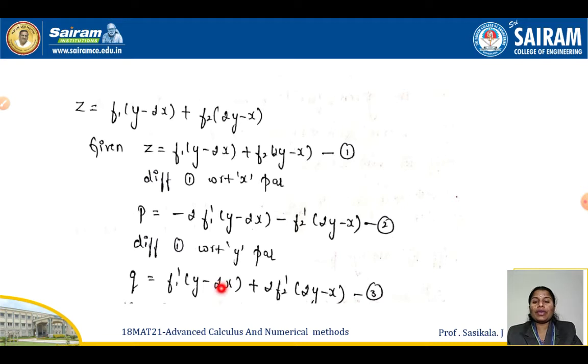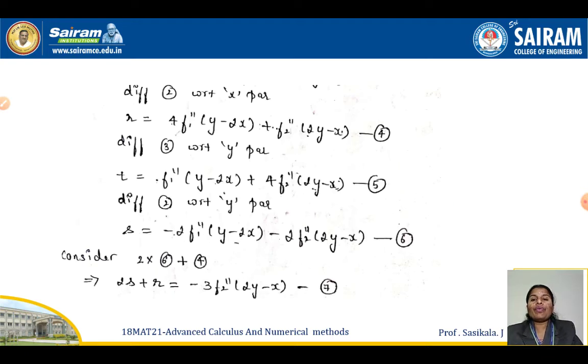Equation number 1 again with respect to y. What is that? q is equal to f1 dash of y minus 2x, since the derivative of y is 1. Here 2 into f2 dash of 2y you will get. Got it? Because differentiation of 2y will give 2.